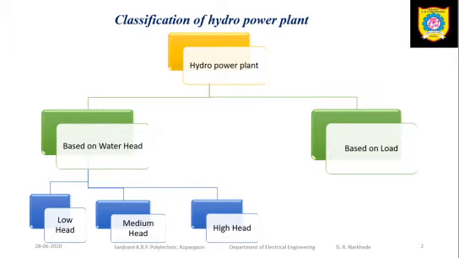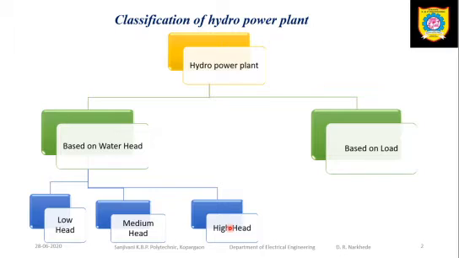So we'll discuss the classification based on head. First we will discuss the high head plants. Due to high head, a small amount of water can produce a large amount of power. These types of plants are very economical. The reservoir is found at the top of the mountain and the powerhouse is found at the foot.